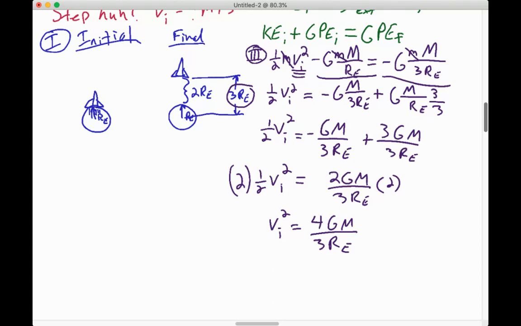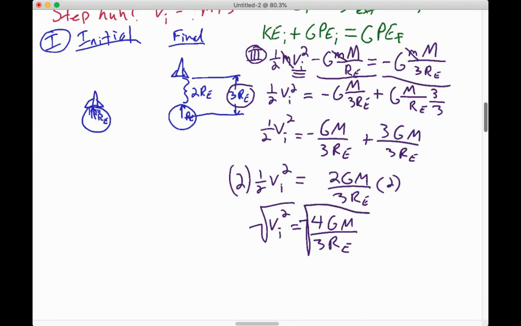So I'm almost there. I've just got to get rid of this squaredness. So we'll just take the square root of both sides. I'll try to draw a big square root so it's clear that we're taking the square root of the whole thing over here. And then ultimately, what will that give us? On the left side, v initial is equal to the square root of 4 times G, so 6.67 times 10 to the minus 11th, and I'm going to be lazy and leave off the units, times the mass of the Earth.